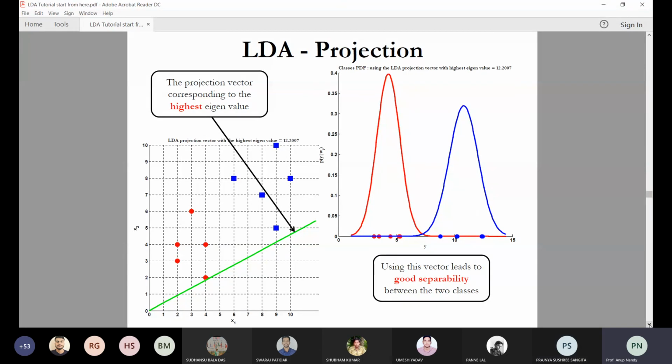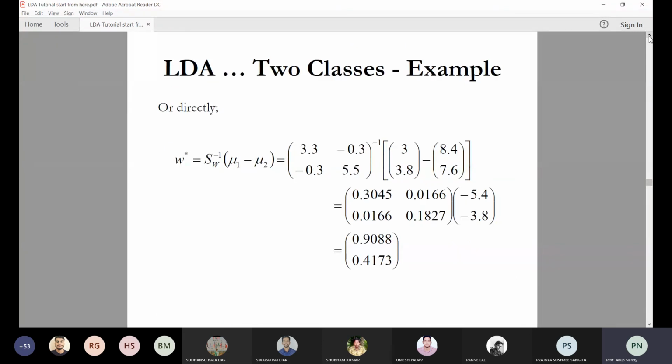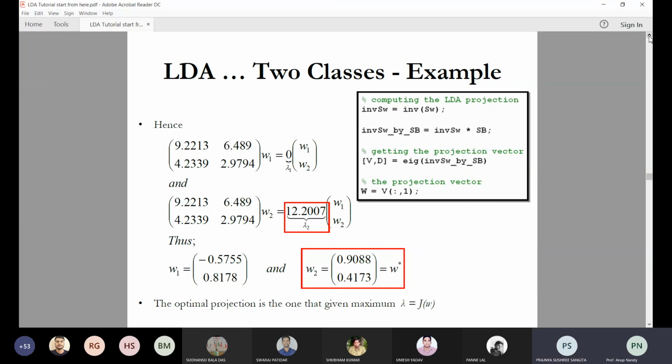Whenever you multiply W with X, because in X you have different sorts of values, you get the projected values. It is just the perpendicular distance from the point to the line. That is why you compute this W star. This W that you have already computed is the direction. I mean, this is the eigenvector. So W is an eigenvector.